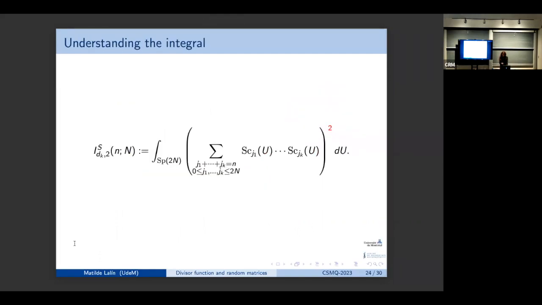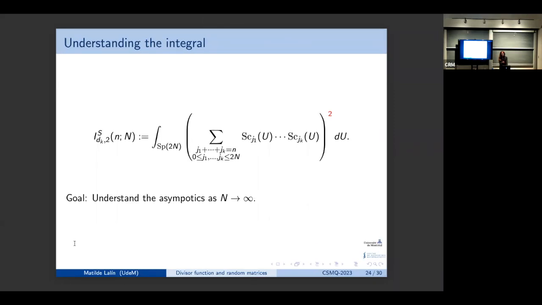Once you have this result over function fields, you want to translate it into a result over number fields. There is more work associated to that. This is also work that the other author did for this integral over the unitary matrices. We have it over the symplectic, and that brings some additional difficulties. So the setting is quite a bit more complicated. One of the difficulties is actually the square that we get in the sum.